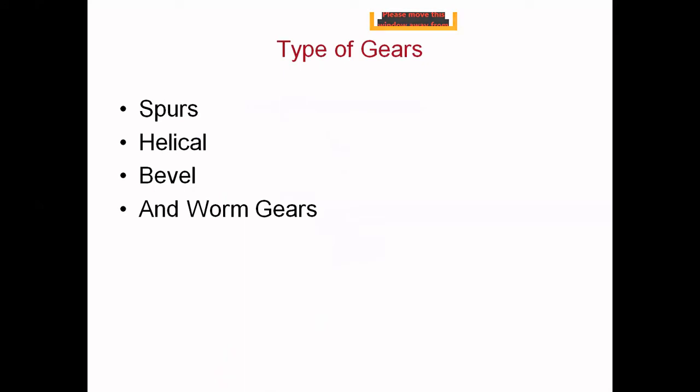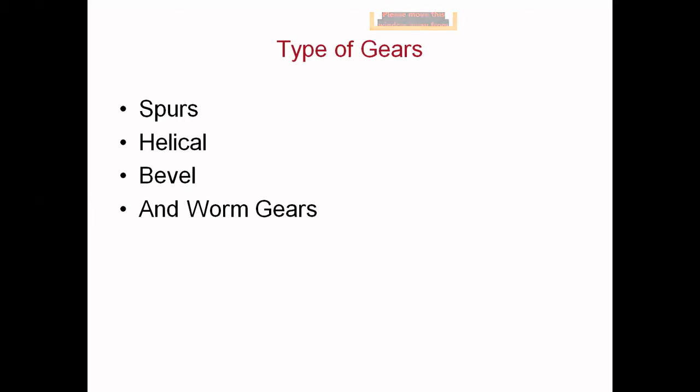Then which are the types of gears? First one is the spur gear, helical gear, bevel gear, and worm gears. So again it is classified. The gears are parallel axis gears, intersecting axis gears, non-intersecting and perpendicular axis gears, non-intersecting and non-parallel axis gears.